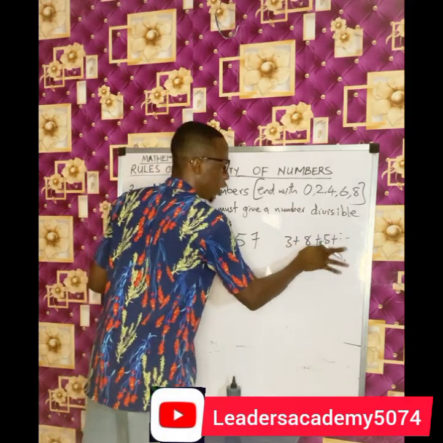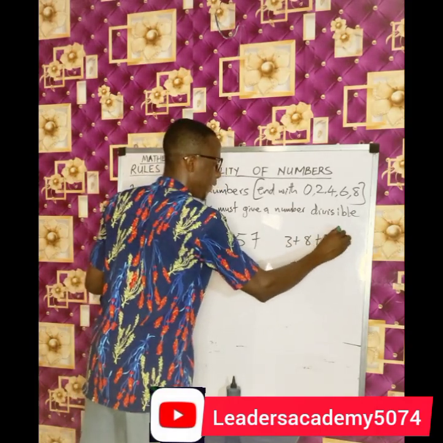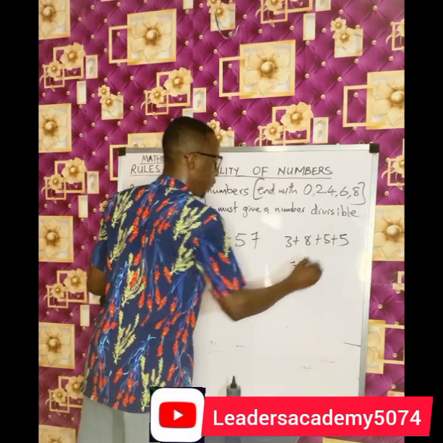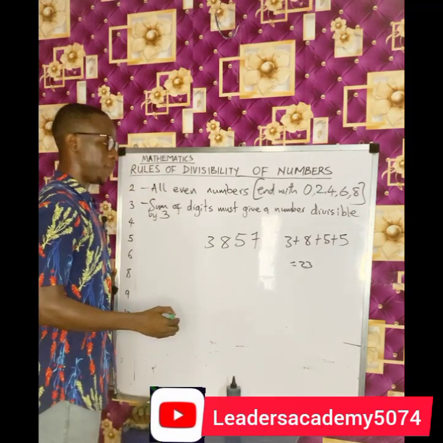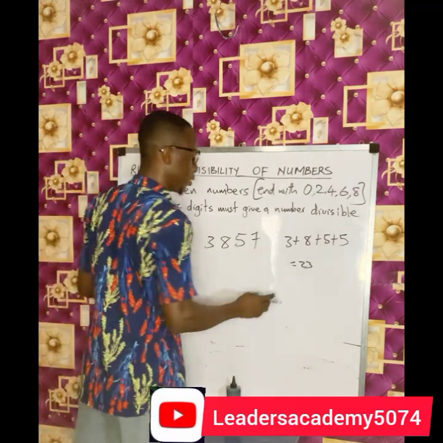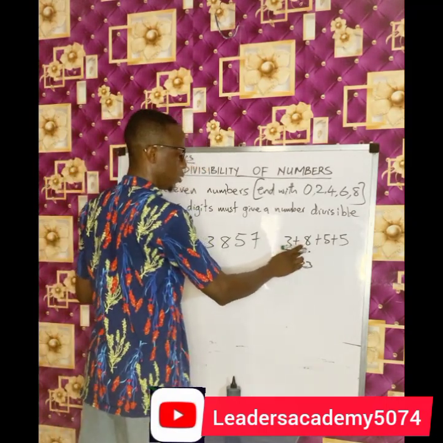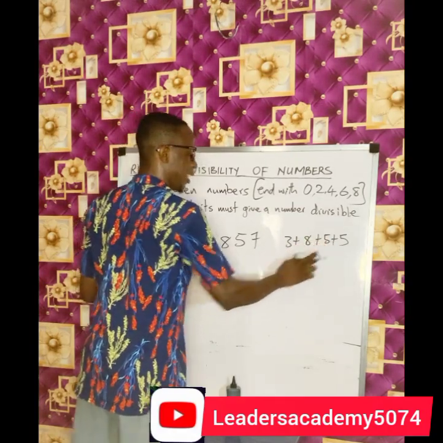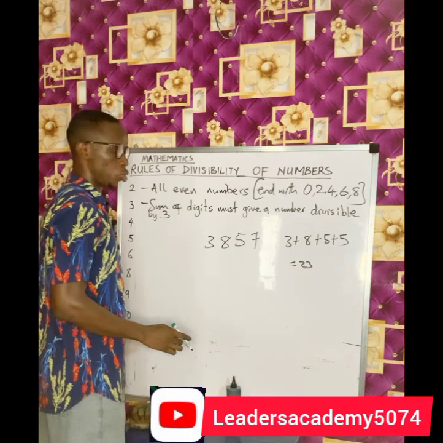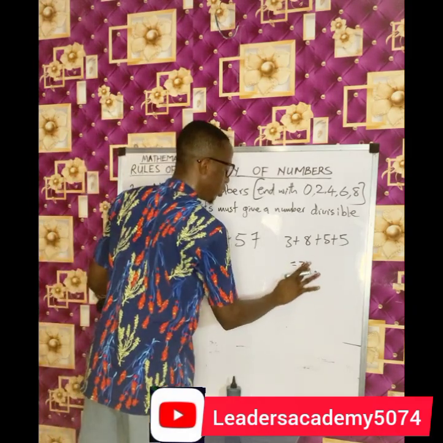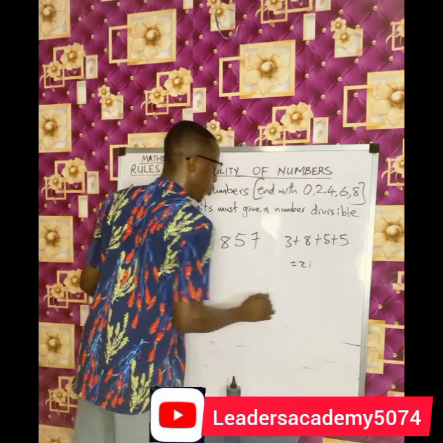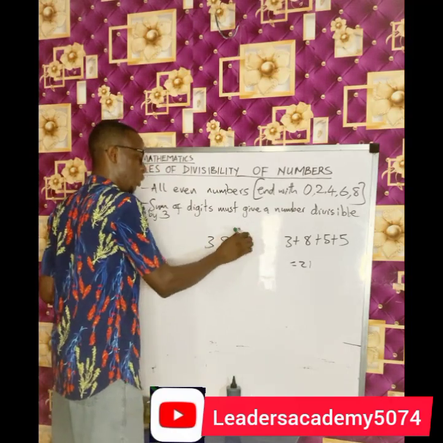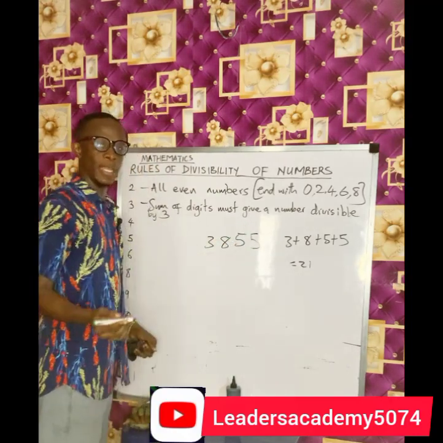But if I change the last digit to, let's say, 5. Let me see. 3 plus 8 gives me 11. Then 11 plus 10 is what? 21. 21 is divisible by 3. And because 21 is divisible by 3, this big number here now is divisible by 3.